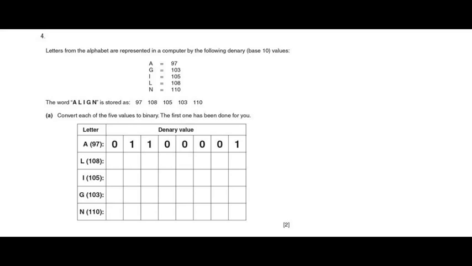In the table below you can see the letters in the first column, with A given, and the corresponding ASCII code, the denary value. Below that, the corresponding binary numbers are there. The question says you have to convert the denary values, the ASCII codes, to the corresponding binary codes. You can use the trial and error method here.